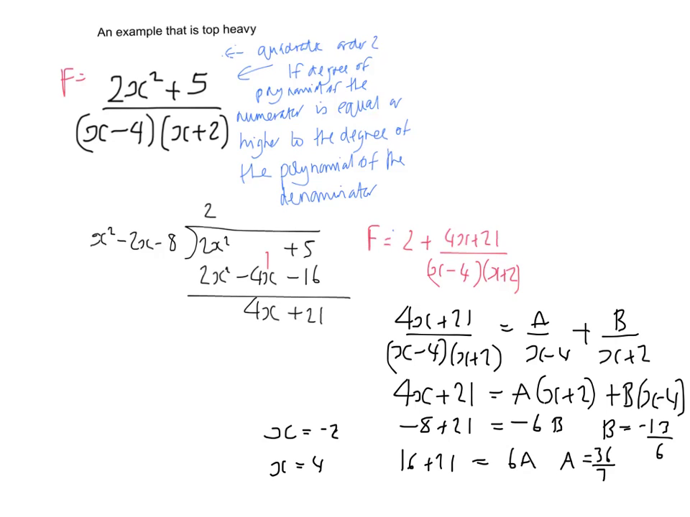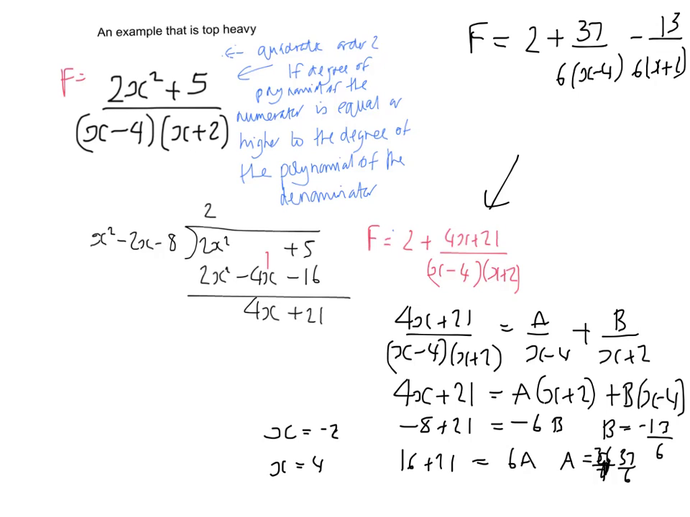Okay, so when we come to do our answer, f, we've got to remember that 2. So 2 plus, the a was 37 over 6. I think I've written it round the wrong way. Sorry, let's change that to 37 over 6. So it's 37 over 6 lots of (x minus 4), and then the b was minus 13 over 6, so minus 13 over 6 lots of (x plus 2). Okay, so that's the answer to that one.